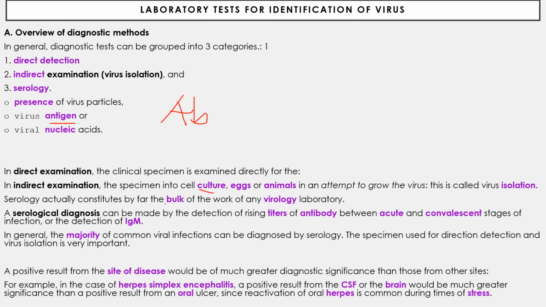Then serology actually constitutes by far the bulk of the work of any virology lab. So most laboratories that handle viruses, the main type of test they do is serological tests. A serological diagnosis can be made by the detection of rising titers of antibody between acute and convalescent stages of infection or the detection of IgM. In general, the majority of common viral infections can be diagnosed by serology, and the specimens used for direct detection and virus isolation are very important. A positive result from the site of disease would be of much greater diagnostic significance than those from other sites.